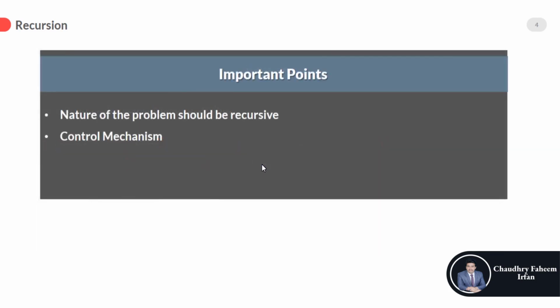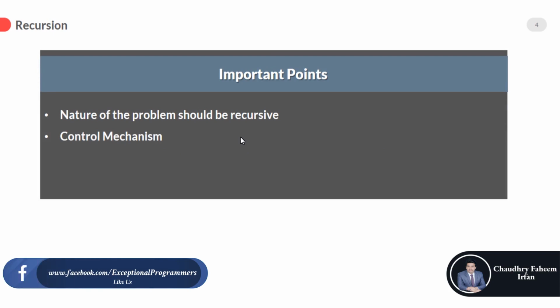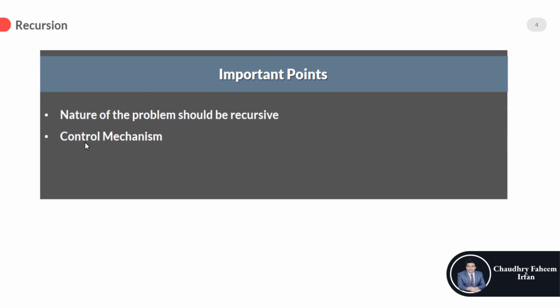Here are the important points. The nature of the problem should be recursive. Sometimes we have a problem that uses a recursive solution, and the second thing is the control mechanism. So the number of calls should be finite, like in the case of a loop. Now we are going toward implementation.